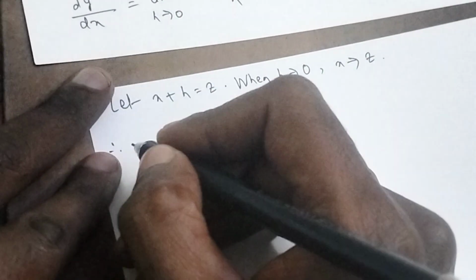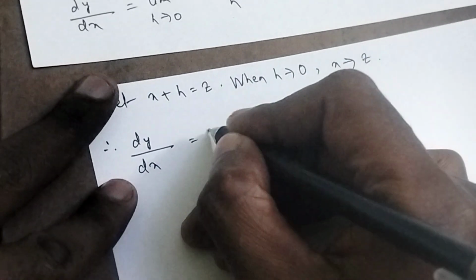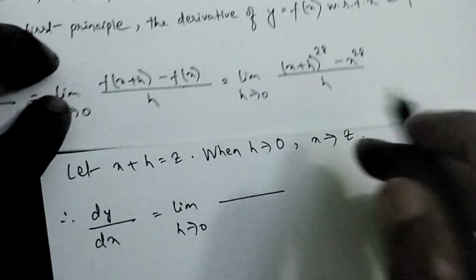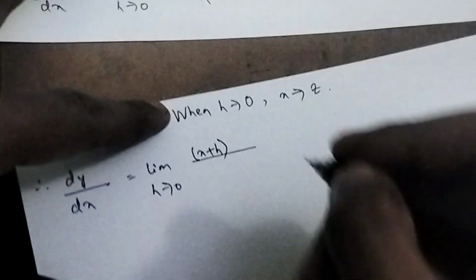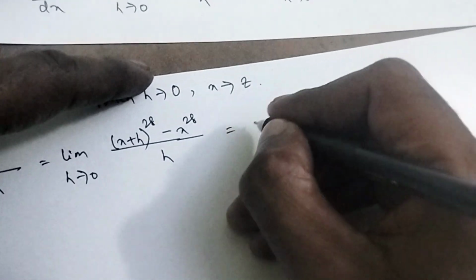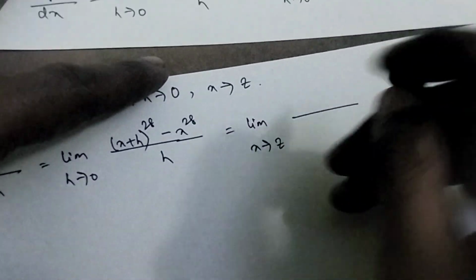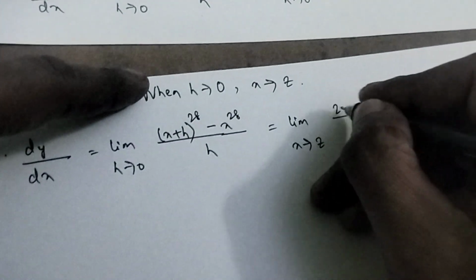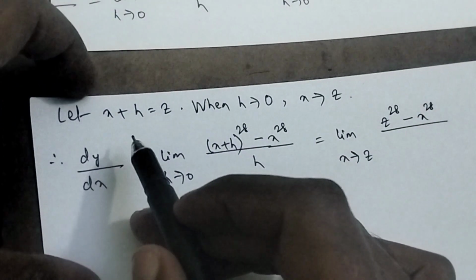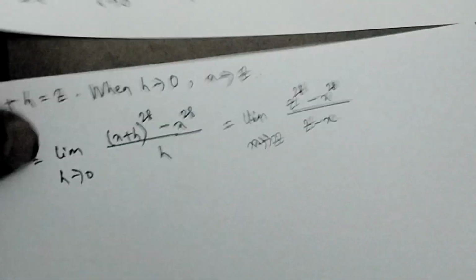So therefore dy by dx is equal to limit h tends to 0 of x plus h to the power 28 minus x to the power 28 by h, is equal to limit x tends to z, x plus h is z, so z to the power 28 minus x to the power 28, x plus h is z, so h will be z minus x, okay, clear.